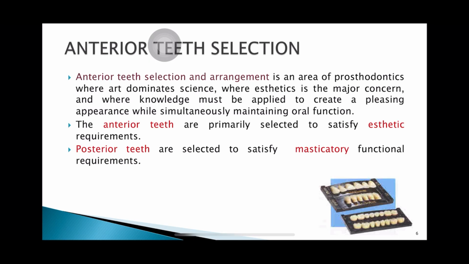Whenever we talk about anterior teeth selection in a complete denture construction, the aesthetic part depends upon the selection of the teeth, very importantly the anterior teeth. The anterior teeth are primarily selected to satisfy the aesthetic requirement and the posterior teeth are selected to satisfy the masticatory function requirement. So we have to select the teeth in such a way that we can fulfill the patient's aesthetic as well as functional requirement.